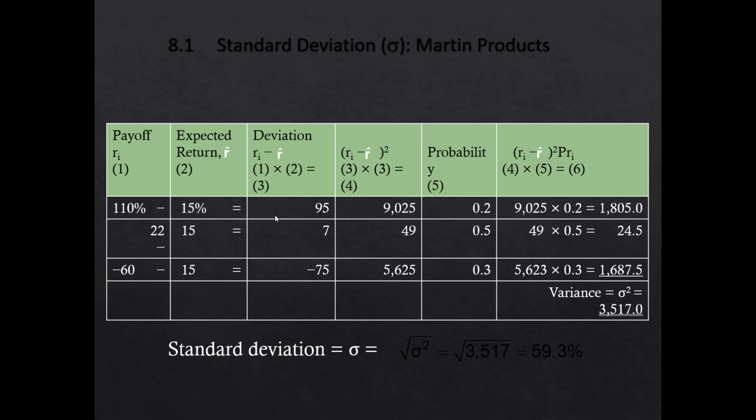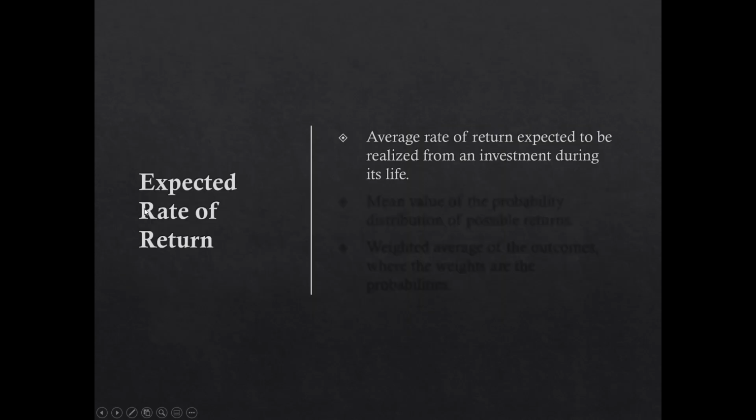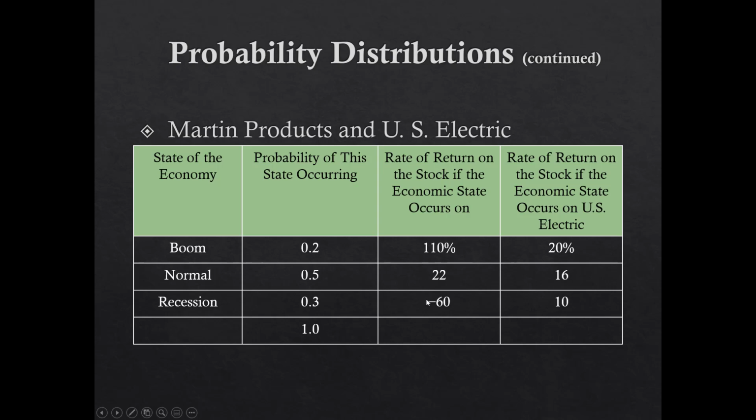In the case of Martin Products, you had these three scenarios, 110% for a boom, 22% for normal, and minus 60% for a down economy. The expected return is 15%, which is essentially when you go through and you multiply this 110% when you go through this exercise here, you get an expected rate of return of 15%. Just like on this side, you get an expected rate of return of 15%.